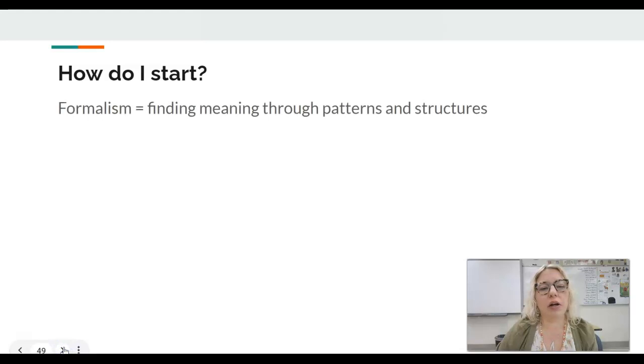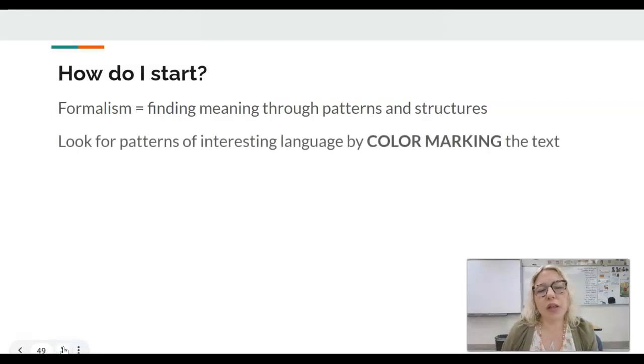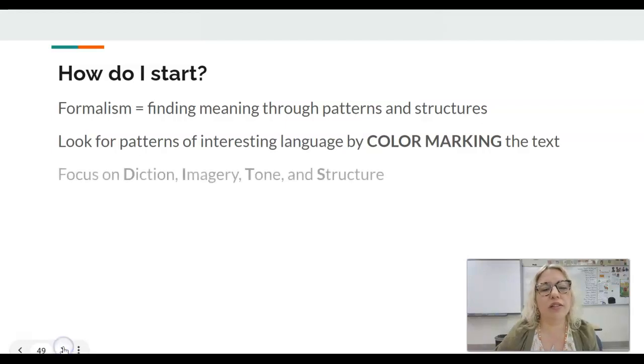Well, we're going to color mark because formalism is finding meaning through patterns and structures, and you will be using a formalist lens for the guided literary analysis. So a really good technique to look for patterns of language that are interesting and meaningful and shape meaning in a text is to color mark, as we've been doing since we started the semester with our poetry unit. So we're going to look for patterns of interesting language by color marking the text.